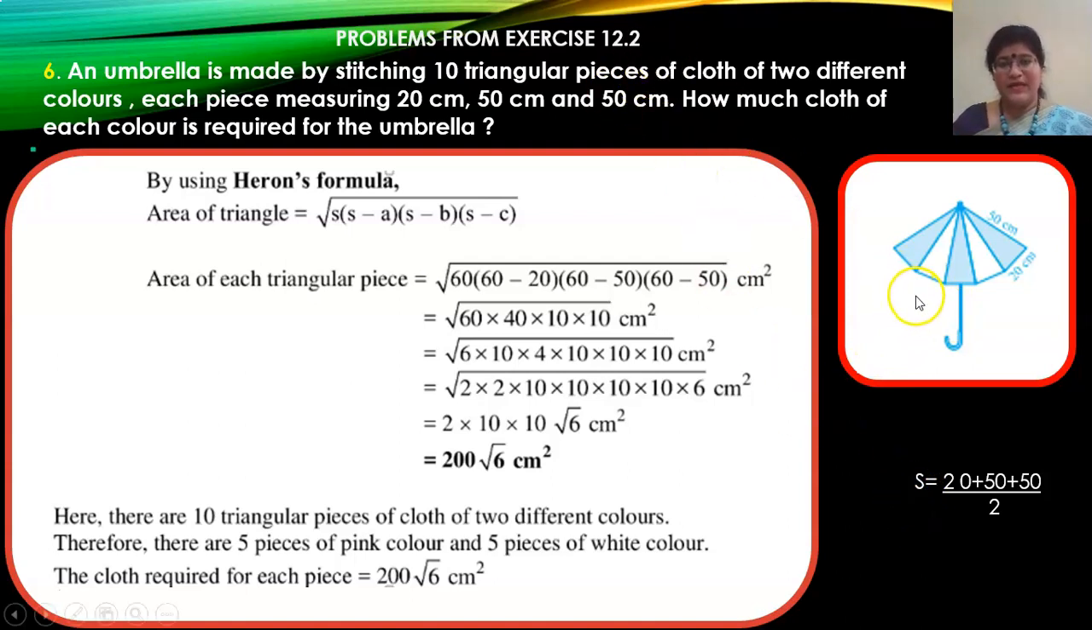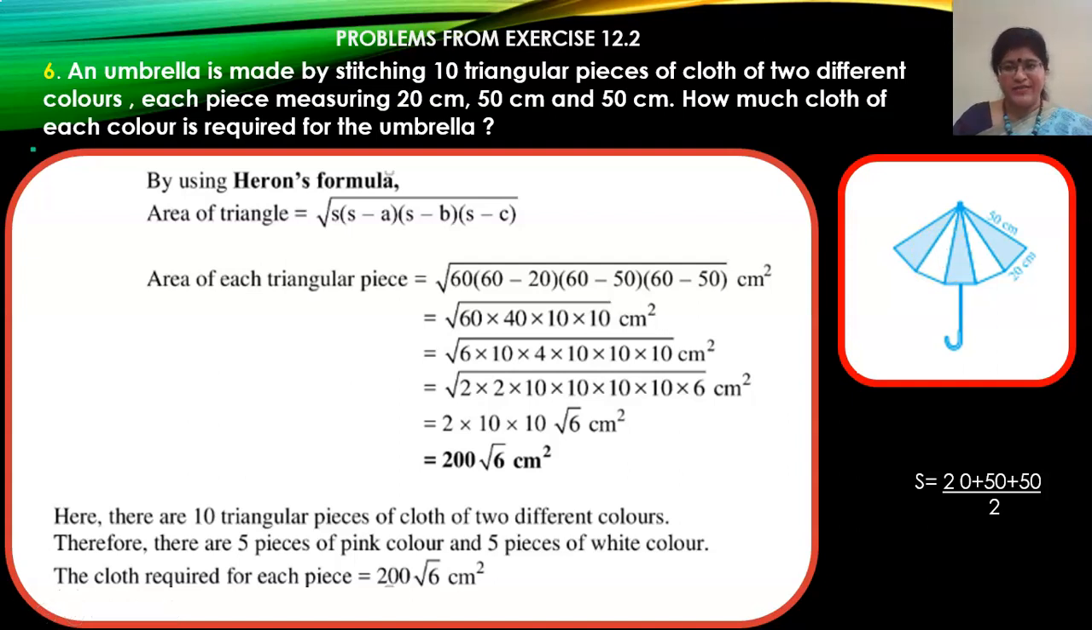An umbrella is made by stitching 10 triangular pieces of cloth of two different colors. What you see in this image are 1, 2, 3, 4, 5 triangular pieces. So this is the front view of the umbrella. The one behind, you will also have such 5 triangular pieces. They're of two different colors. One is blue and white. It could be any color.